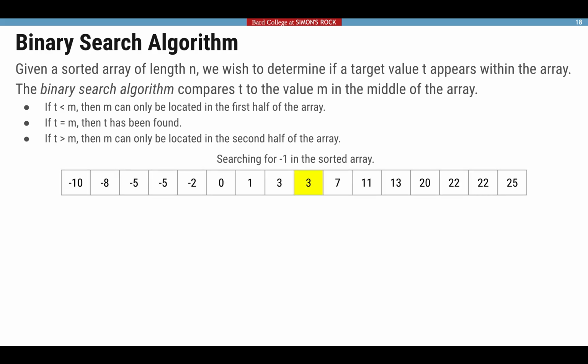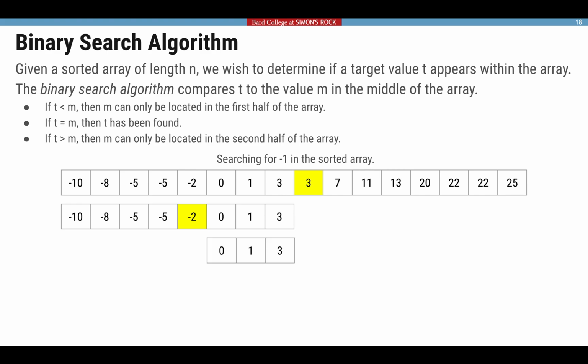If we were, for example, searching for -1 in this sorted array, meaning it's already in numerical order, we start at the middle value. -1 is less than 3, so we look at the lower half. Now we look at the middle value of this, -2. -1 is larger than -2, so we look at the upper half of this.